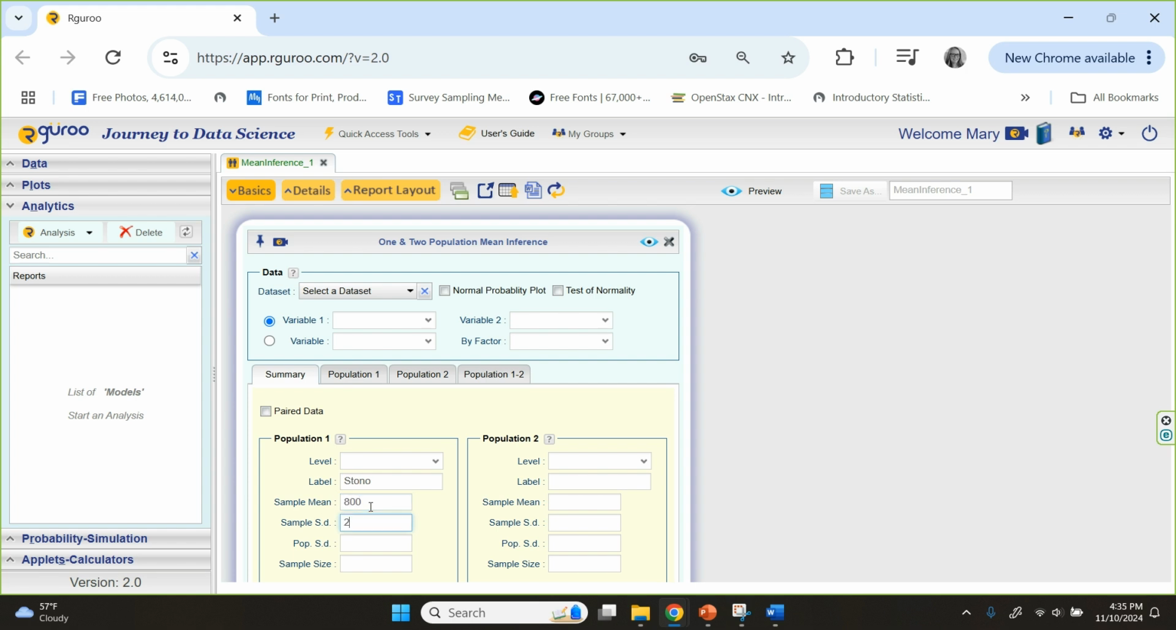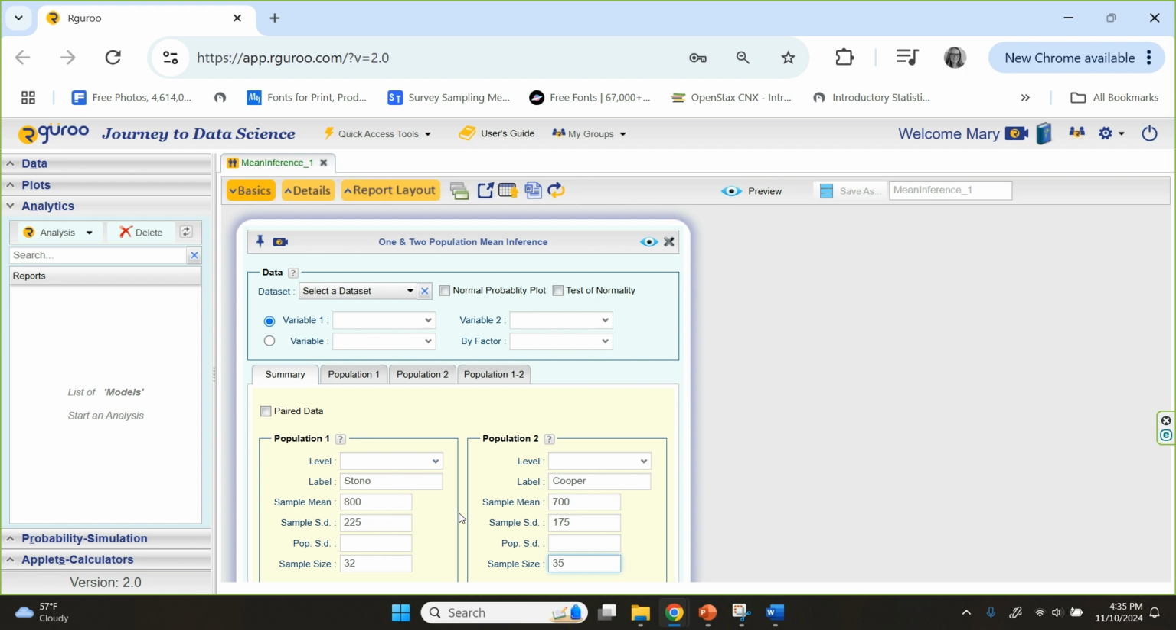800, 225, and the 32 crabs. Come over here. This is going to be the Cooper. The sample mean there was 700. And the sample standard deviation was 175. And there were 35 crabs. Okay. So I have all of that.